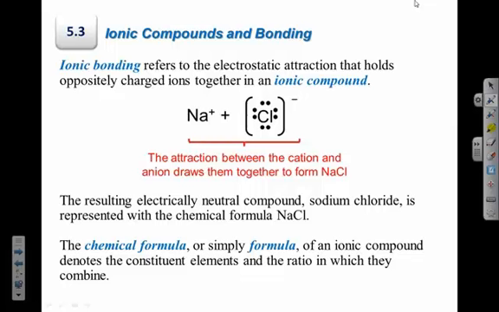Okay, so we talked about this a little bit. We just mentioned a little bit more detail about it. Ionic bonding. So if I make a compound, it is formed by bonding elements together.